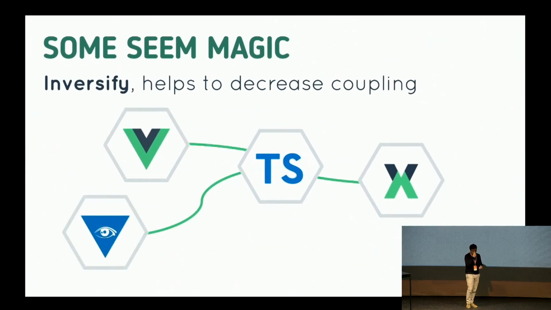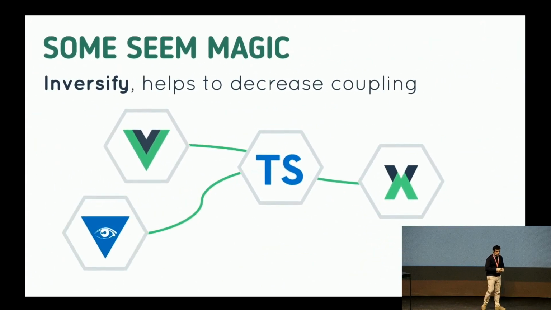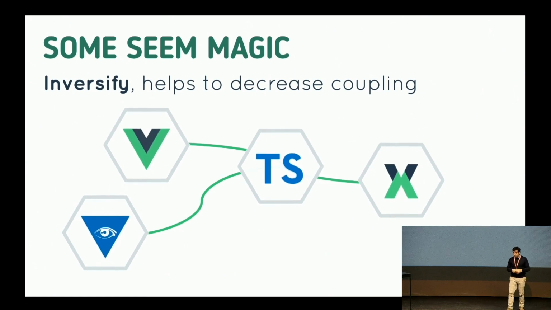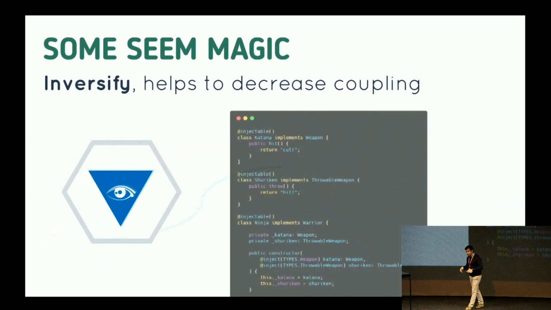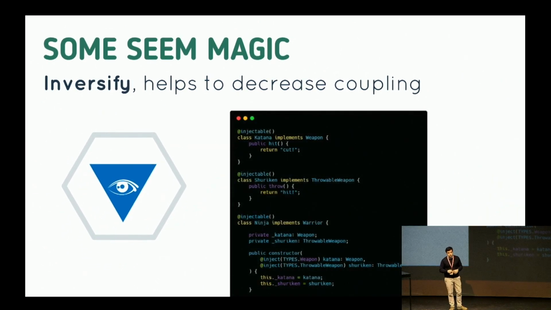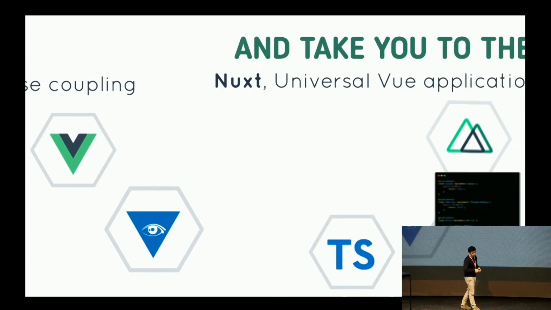Another tool that I really like is Inversify. Inversify is probably not a super famous tool, but it's really, really powerful because it helps us to decrease the coupling of our code. We will see in the next slides how to manage this coupling, but the idea is that you have to know that Inversify, injecting services and other stuff, will help us to decrease this coupling that we have in our code.